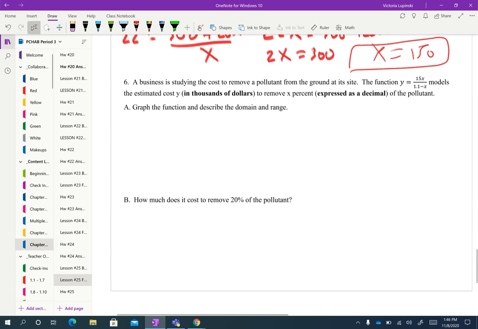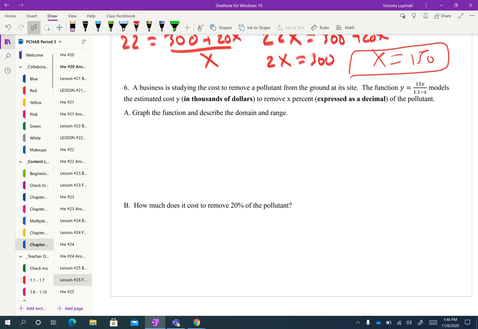So let's finish up with one more. A business is studying the cost to remove a pollutant from the ground. Here is the function that represents it in thousands of dollars to remove X%, which is given as a decimal. So in a case like this, I wouldn't ask you to write the expression. I just want you to analyze it.